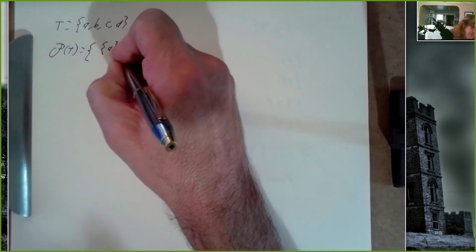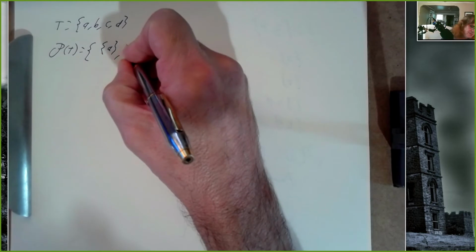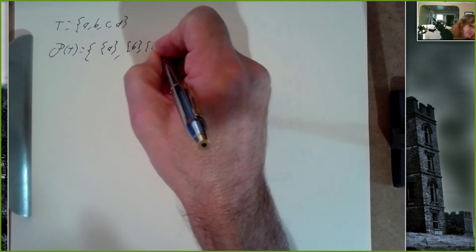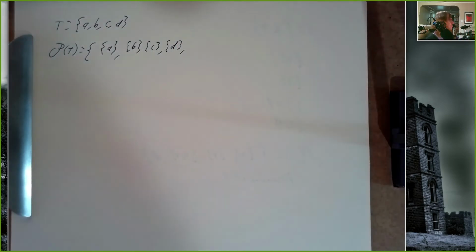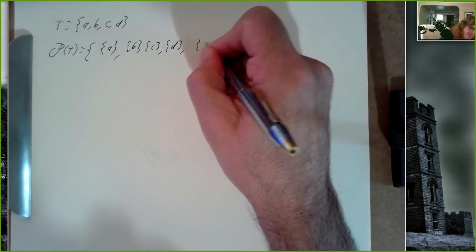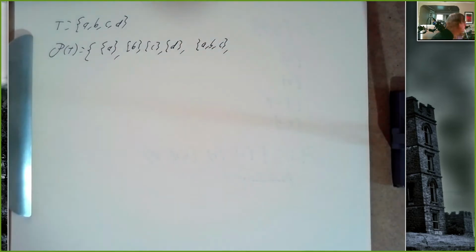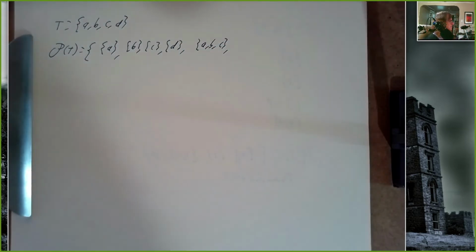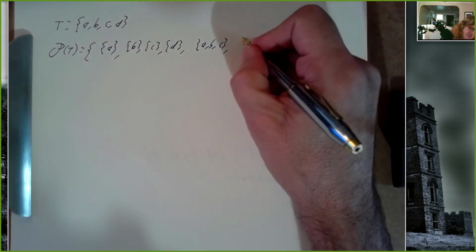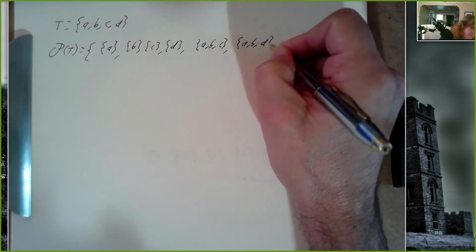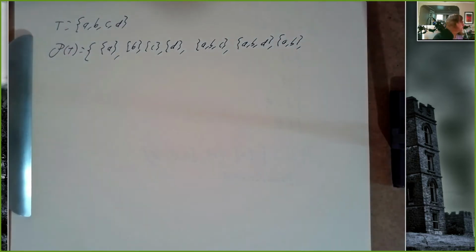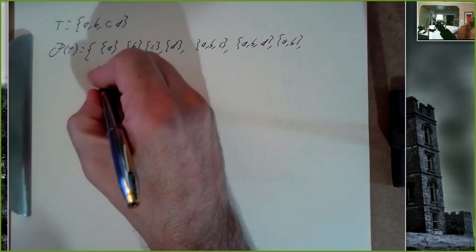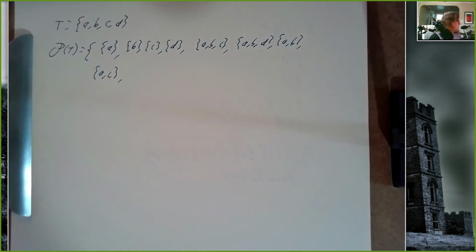All right, we've got the set containing A. We've got B. We've got C. We got D. We got our singleton sets. We got A, B, C. ABD, good. AB. AC. We got half of them so far.